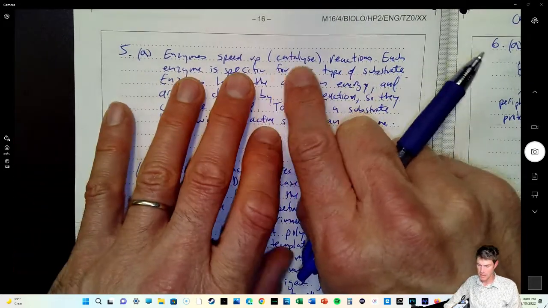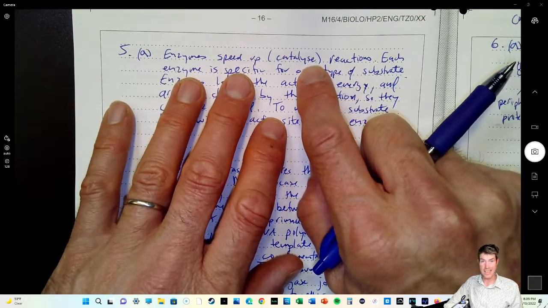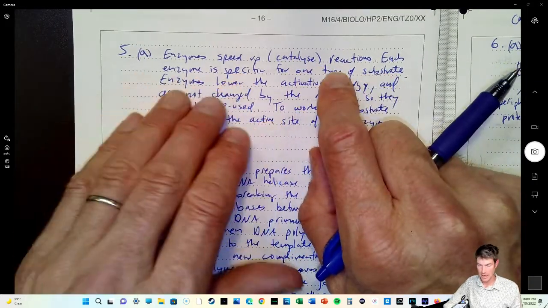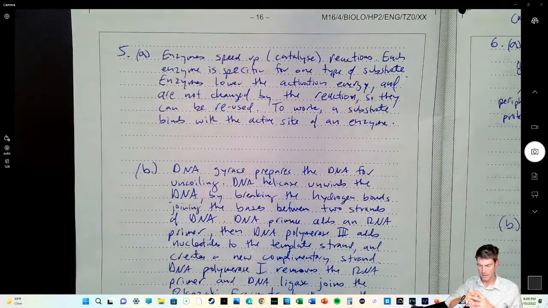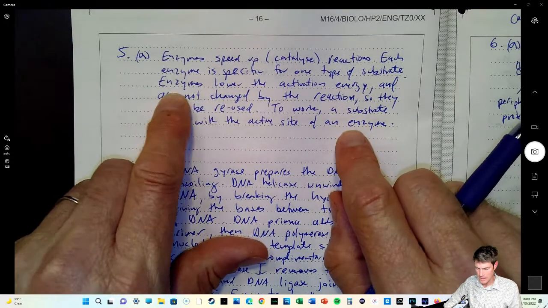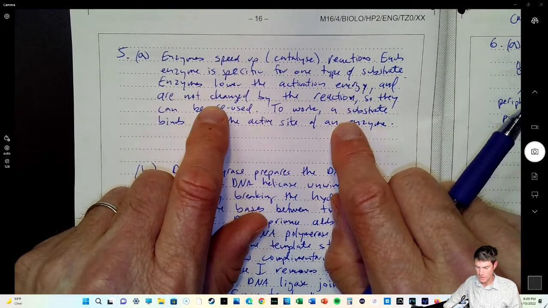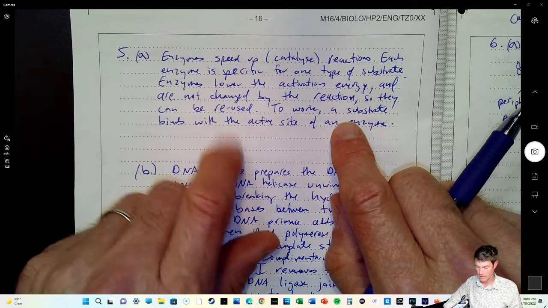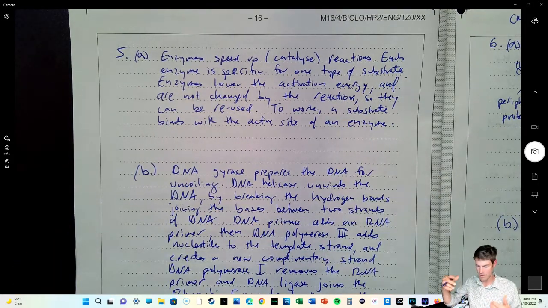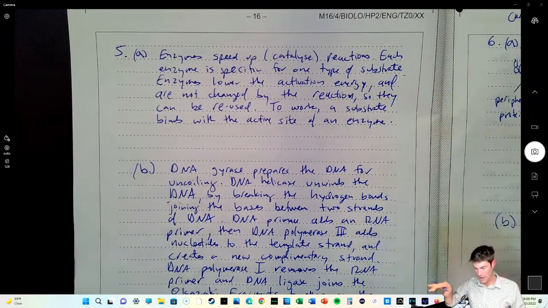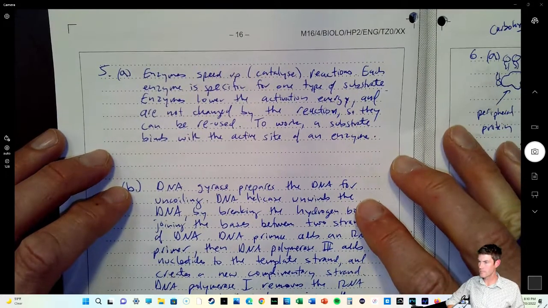So enzymes speed up reactions, that is, they catalyze them. Each enzyme is specific for that certain type of substrate, that lock and key model. Enzymes lower the activation energy and are not changed during the reaction, so they can be reused afterwards, recycled. And to work, the substrate needs to bind with the active site that is specific for it. So just outlining the basic functions, what they do.